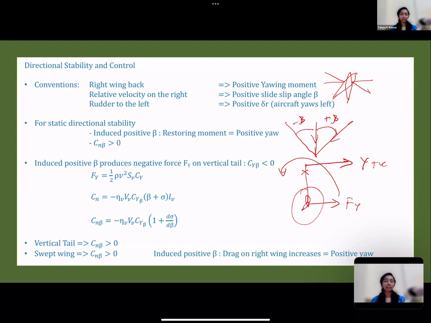Now for stability, what do we need? If this is your original relative velocity, and then it encounters some crosswind or gust, and it becomes in this direction, you have a positive beta. So if this was your fuselage reference line, you have a positive beta. To negate the beta, what kind of moment do you need? You need to make the beta 0. This is your CG. Do you turn clockwise or anti-clockwise to make beta 0?